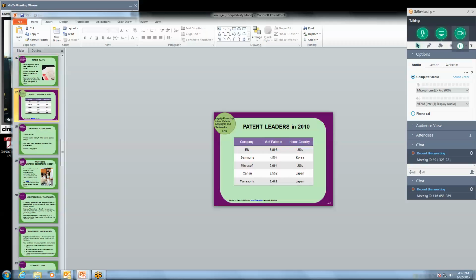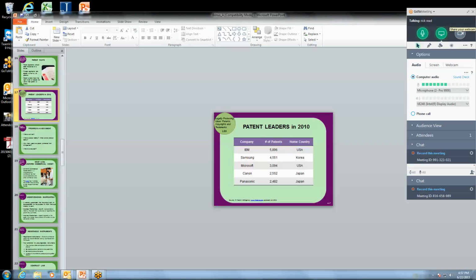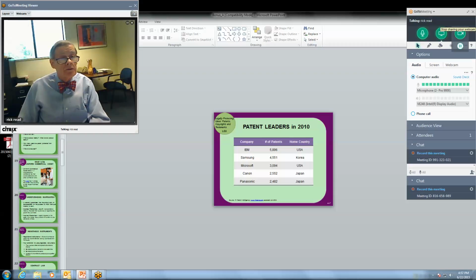This is just a slide that shows you a number of companies and the number of patents they hold in 2010. Notice that there are a number of companies that are not in the United States.